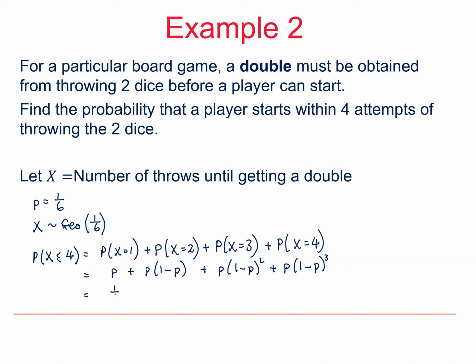So in this case that's 1/6 plus 1/6 times 5/6 plus 1/6 times 5/6 squared plus 1/6 times 5/6 cubed. And that comes out to be 671 over 1296, which is probably more sensibly written as a decimal, 0.518 to 3 significant figures.